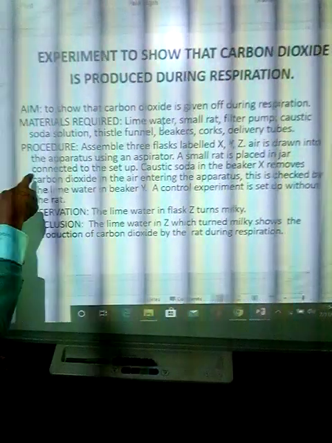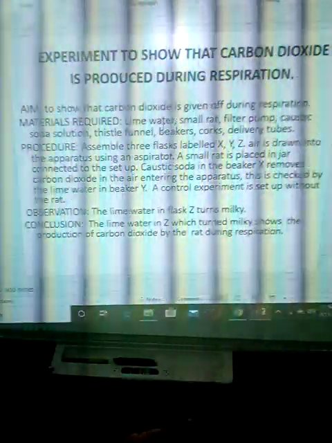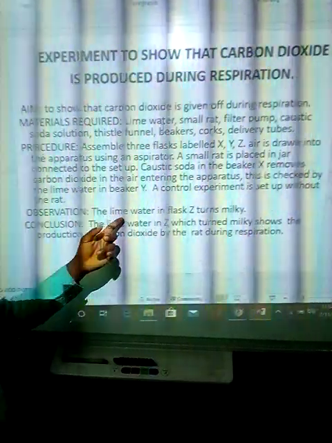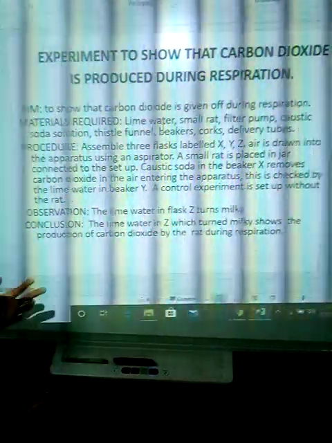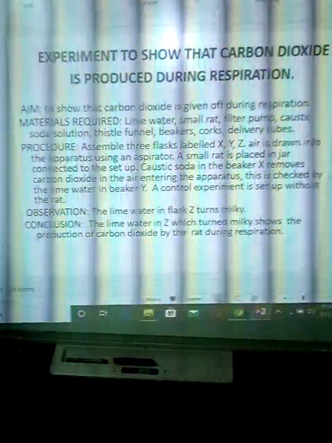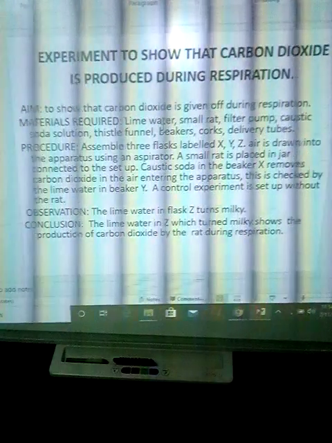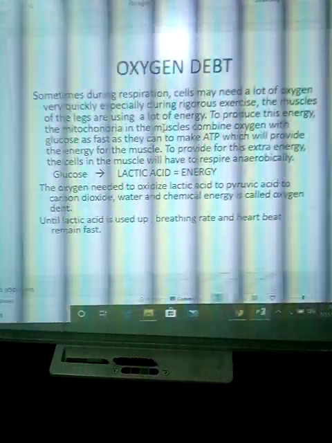The rats in the setup are exhaling, releasing carbon dioxide. Carbon dioxide turns lime water milky. So in conclusion, lime water in Z, which turned milky, shows the production of carbon dioxide by the rats during respiration. So we produce carbon dioxide during respiration.